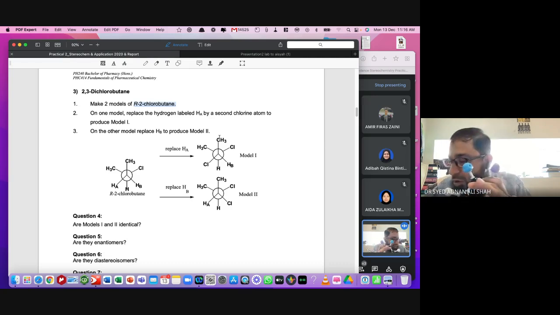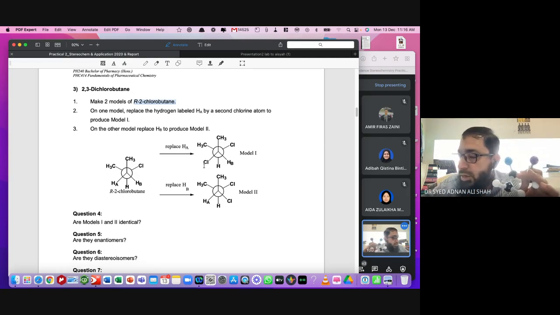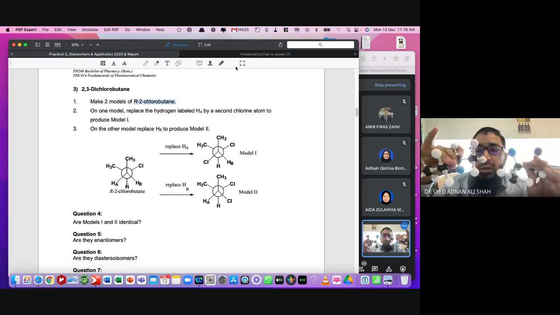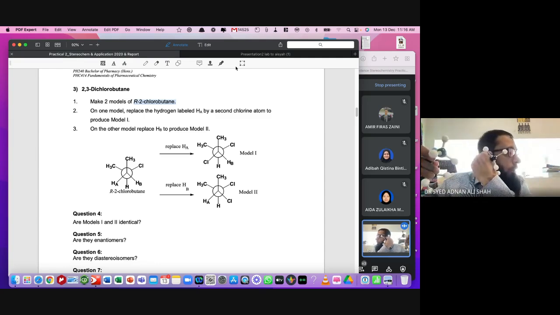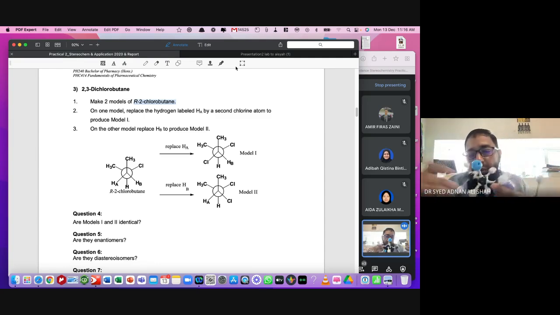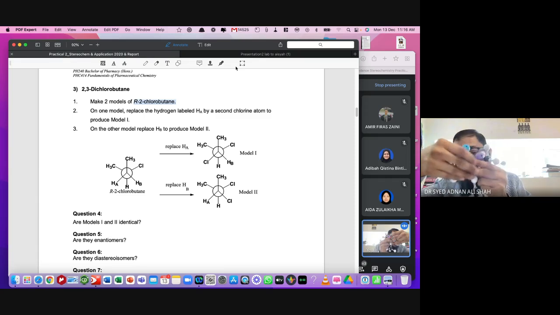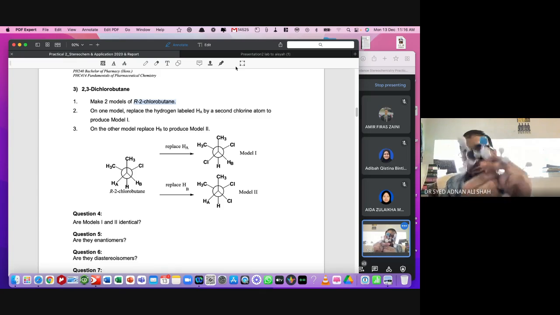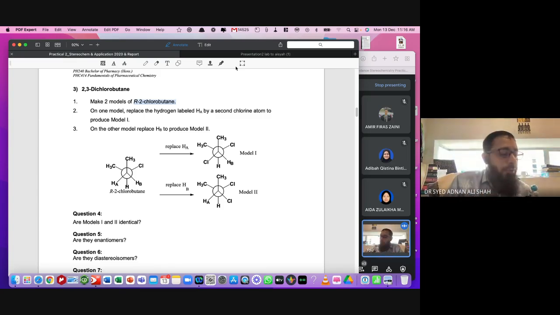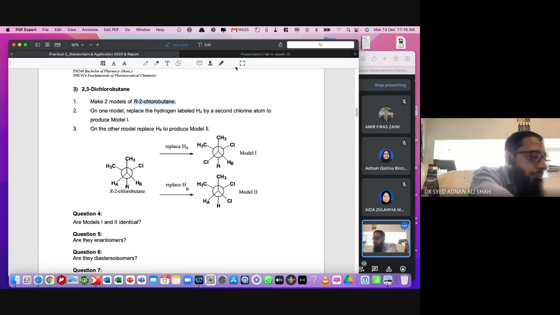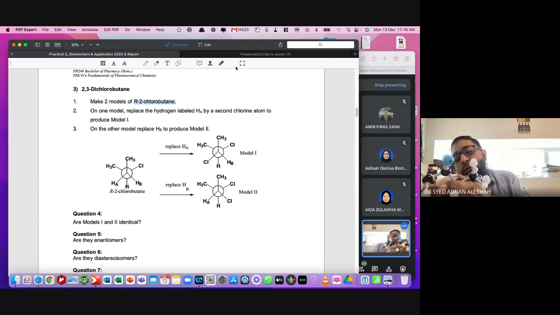Understand? So the second molecule is the same as this one. Both are similar molecules, right? In the first one I replace Ha, and this one is Hb, with the chloride. In the first one I replace Ha with the chloride, right? In the second one, this one is Hb, right? So I am replacing this Hb with the chloride.